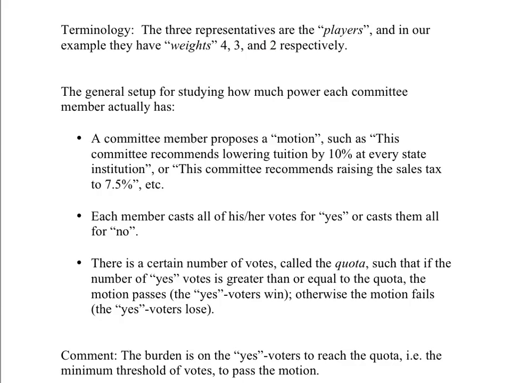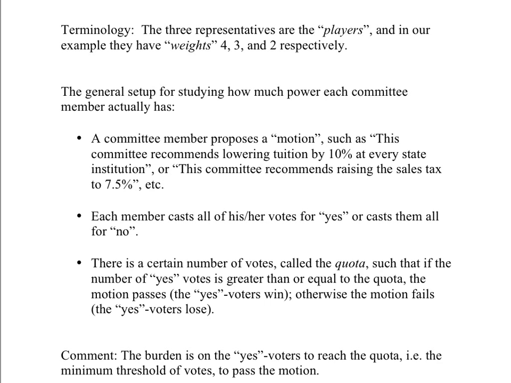So the general setup for studying how much power each committee member really has is the following. Some committee member, it doesn't matter which one, proposes a motion. This is just the name for a proposal, a suggestion that they're going to vote on. So, for example, this committee recommends lowering tuition by 10% at every state institution, or this committee recommends raising the sales tax to 7.5%, etc. Each member casts all of his or her votes as a block, either all for yes or all for no. There's no splitting up their votes partly for yes, partly for no.